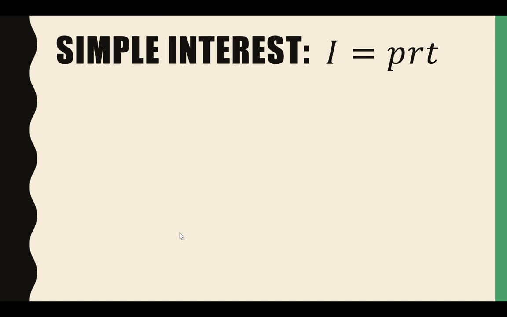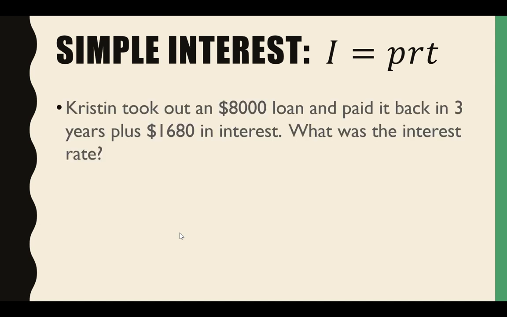Another example with simple interest. We have Kristen. She took out an $8,000 loan and paid it back in 3 years. She also paid $1,680 of interest. What is the rate? So we have $1,680 as the interest, so that's the I. We have the principal at $8,000, and we have the time at 3 years. We need to solve for rate, so that's the part we don't know. So we're going to solve for the variable R.